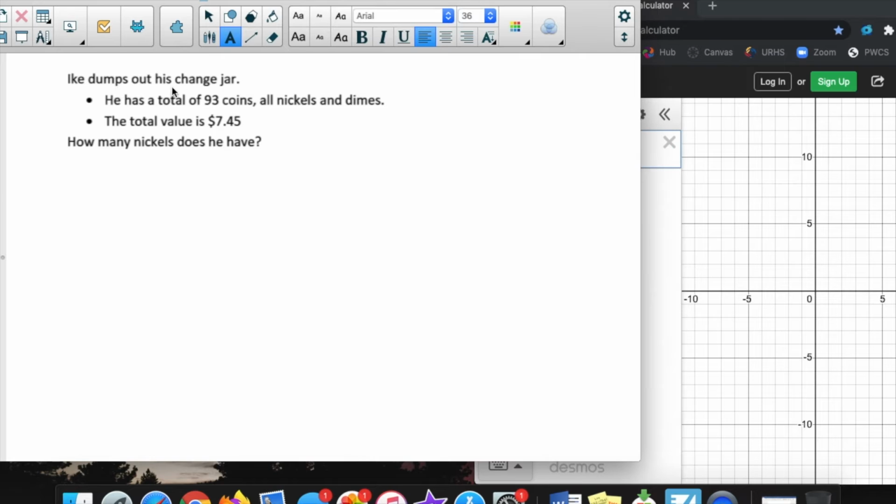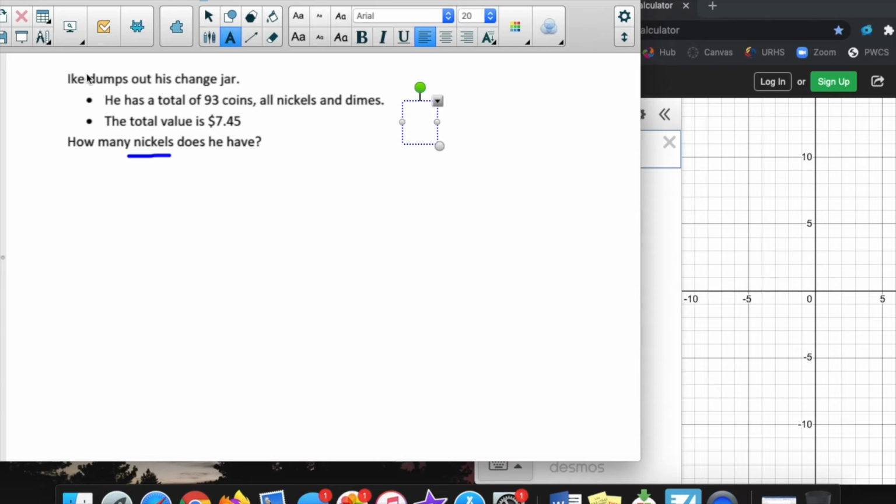Okay, we're talking about Ike with his funny name and his change. So Ike dumps out his change jar. He has a total of 93 coins, all nickels and dimes. The total value is $7.45, and it's asking how many nickels does he have. Okay, and so here's something we need to keep in mind with this problem.